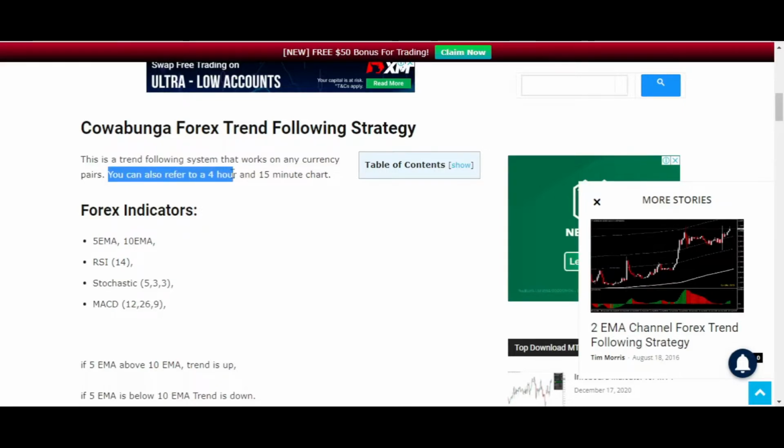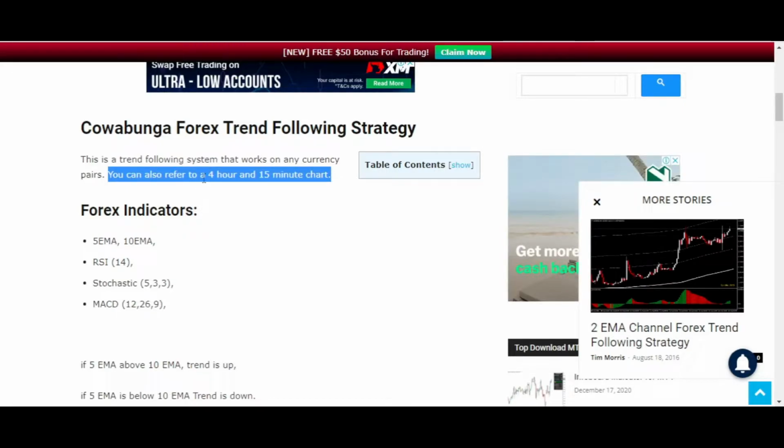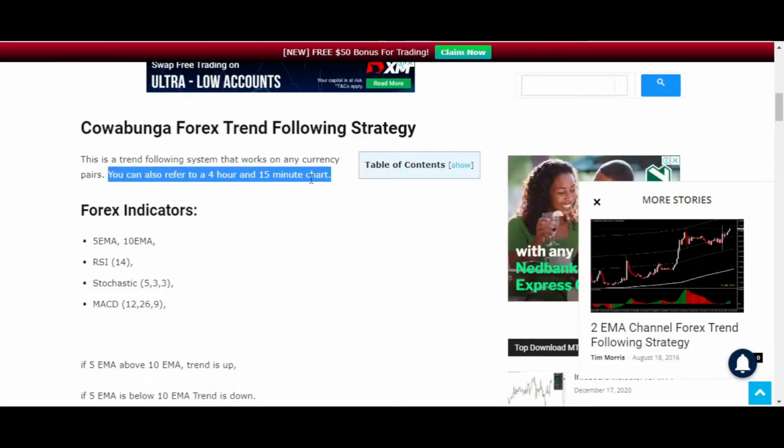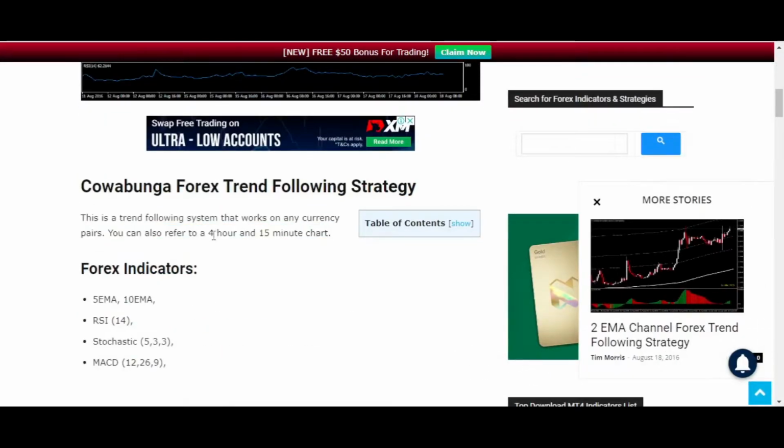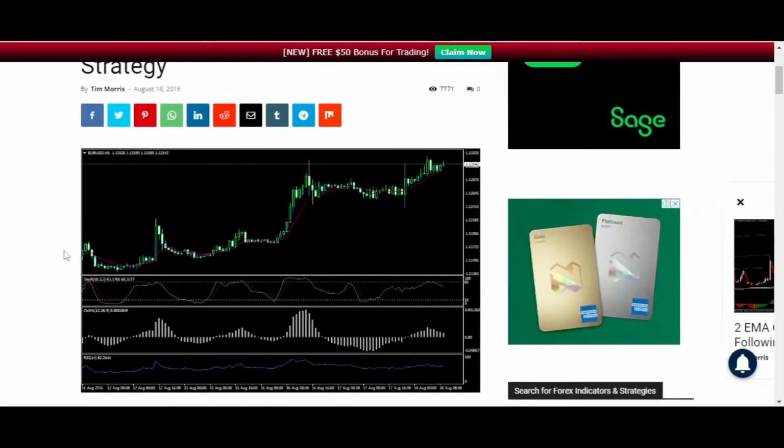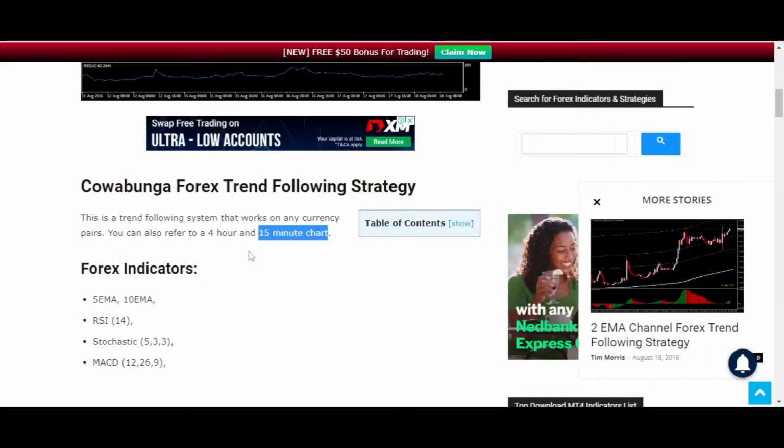Basically it's supposed to refer to the 4 hour and 15-minute time frame. I think when you are going to use the Chawabanga, what they mean is maybe get an idea of the trend on the 4 hour time frame and maybe plug the robot on the 15-minute time frame. I did not write this, so I'm just making an assumption. It doesn't really say what time frame you need to use this strategy on, but feel free to create the robot and test it out on your favorite time frames.